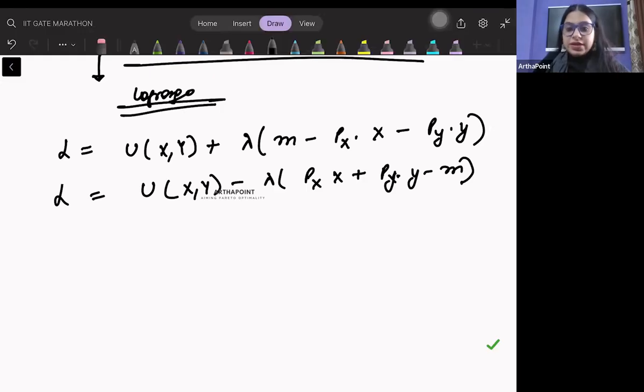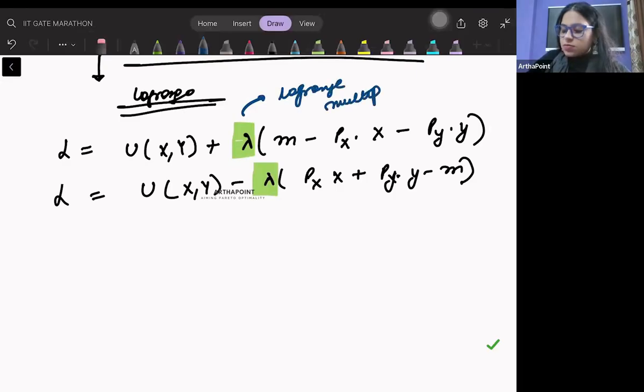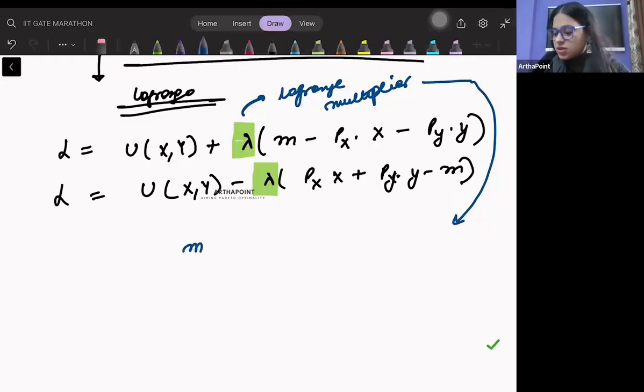Both are correct. Now, इस Lagrange में इस lambda को, the lambda that you see here, this is called as Lagrange multiplier. And this Lagrange multiplier, इसकी डेरिवेशन क्या है? How do I derive this? This is something that tells me the marginal utility of income.